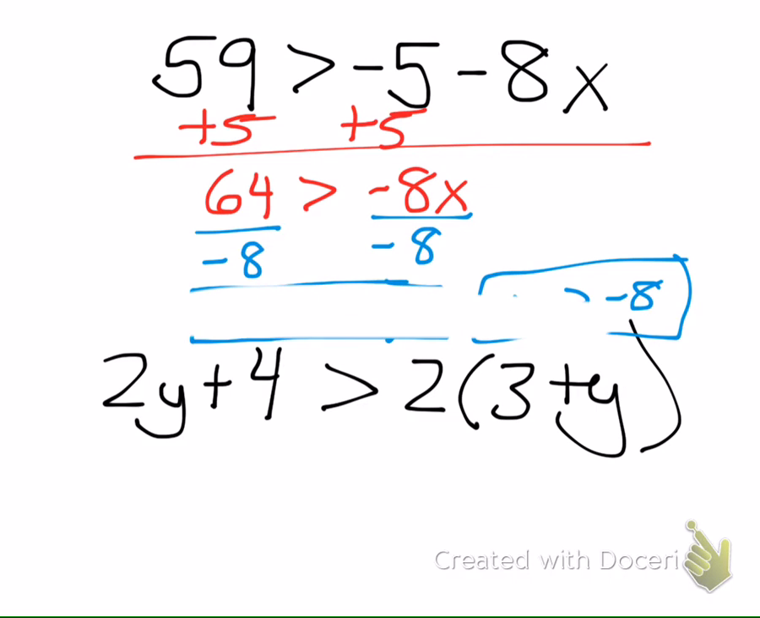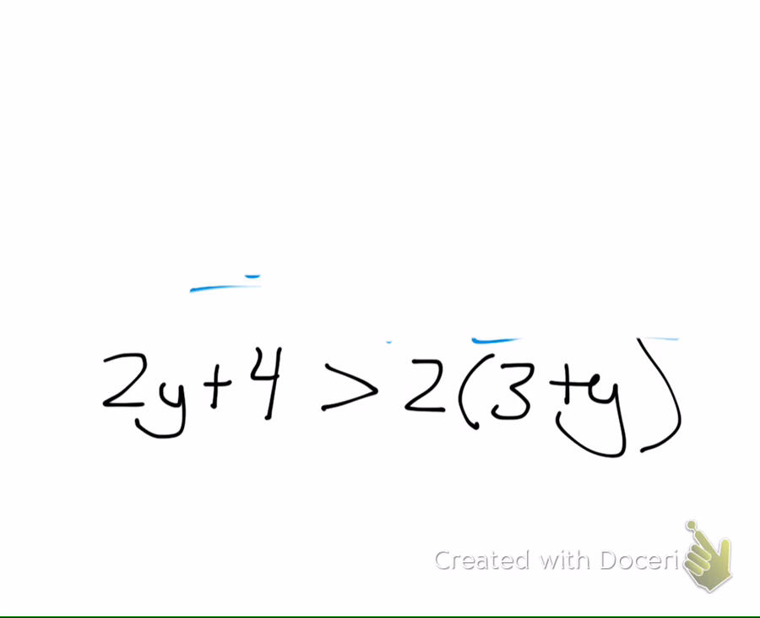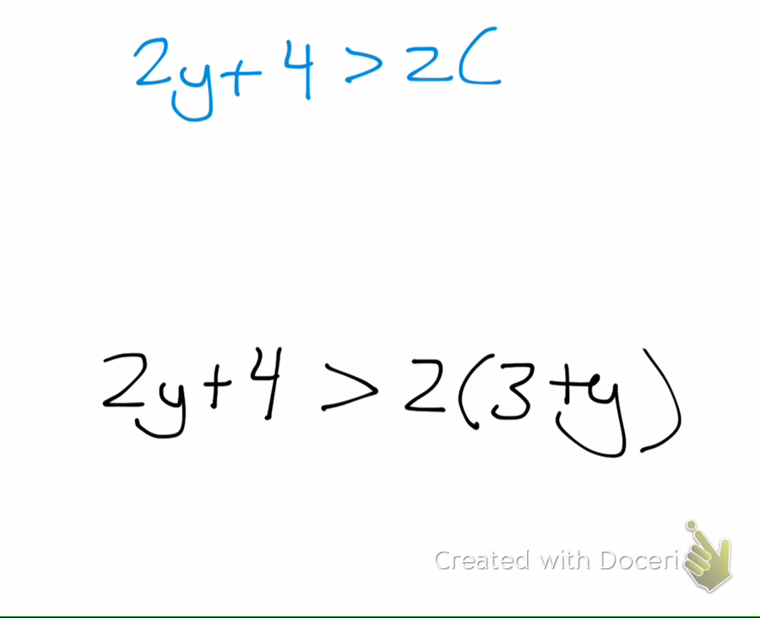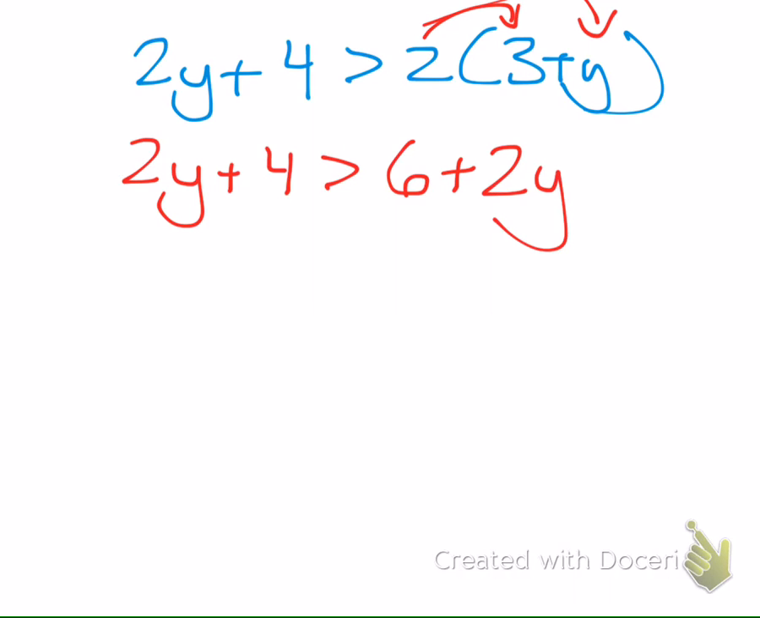Now, hopefully you ran into a little bit of a problem in the bottom one. I'm going to rewrite it up here. So the first thing we can do is we can go ahead and distribute that 2. You could also divide everything by 2, but we'll go ahead and just distribute. If we distribute there, the left side stayed the same. Inequality stayed the same. That becomes 6 plus 2y.